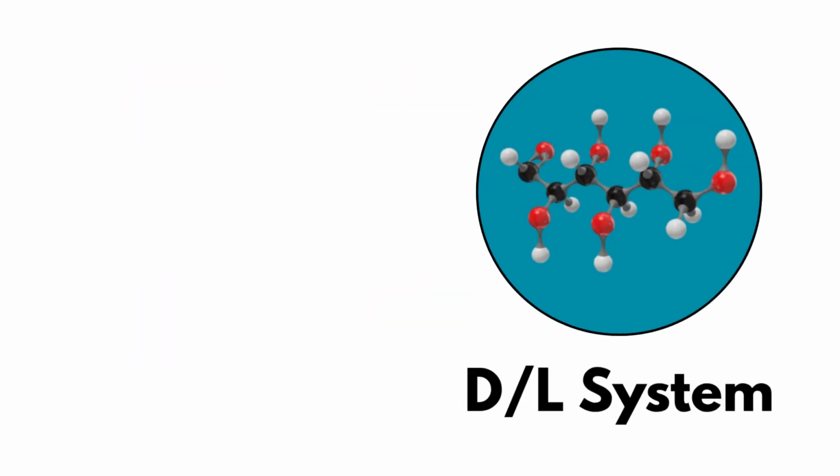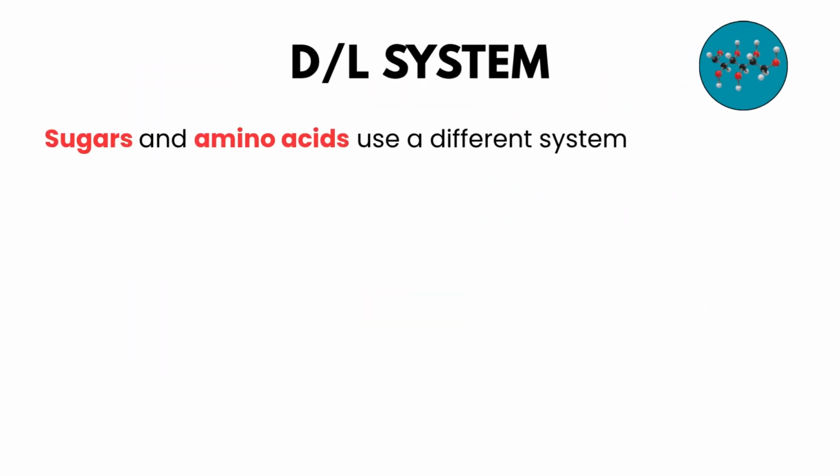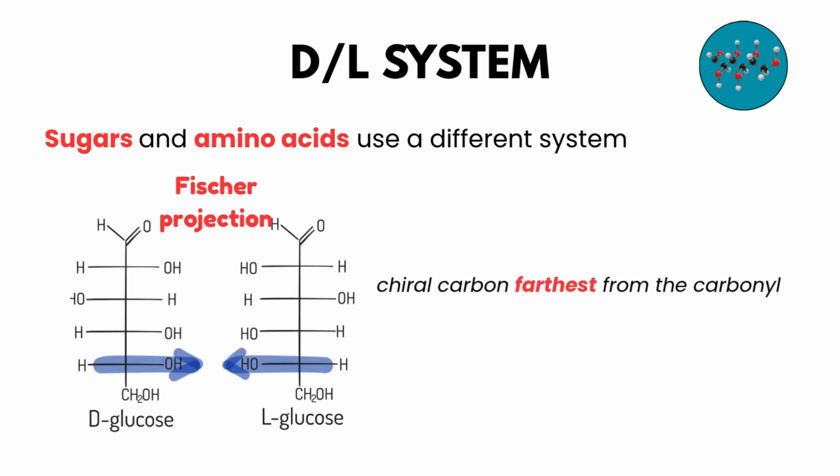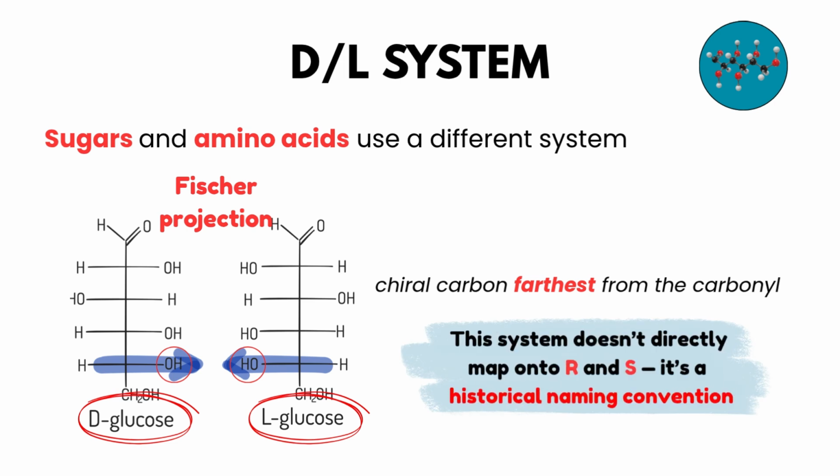D or L system. Sugars and amino acids use a different system. In a Fischer projection, the D or L designation comes from the chiral carbon farthest from the carbonyl. If the hydroxyl group is on the right, it's D. On the left, it's L. This system doesn't directly map onto R and S. It's a historical naming convention that the MCAT expects you to know.